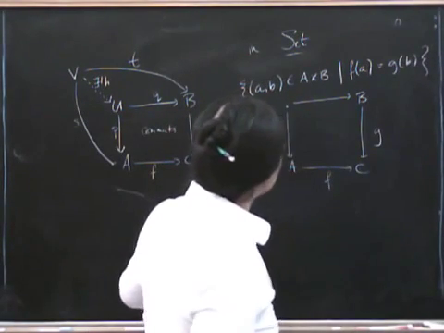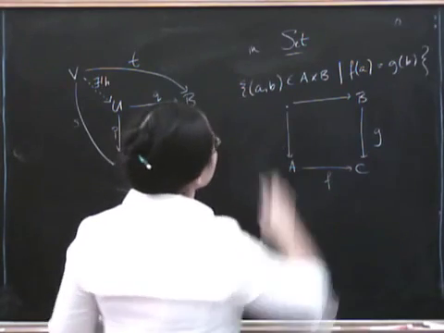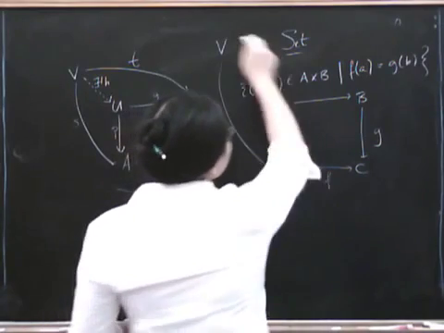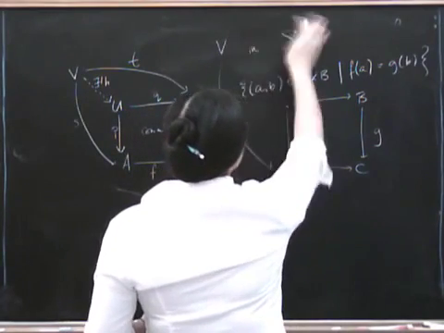Now, for the universal property, what we've got to do is we've got to take another set V equipped with, I'm crashing, never mind.